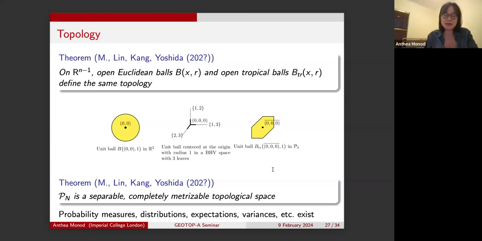It turns out that we also have a characterization of the space as a complete, separable, completely metrizable topological space, or in other words, a Polish space. This is very good for probability and statistics, because it means that probability measures, distributions, expectations, variances, and all of these kinds of objects exist. It makes sense to study statistical and probabilistic questions in this setting.